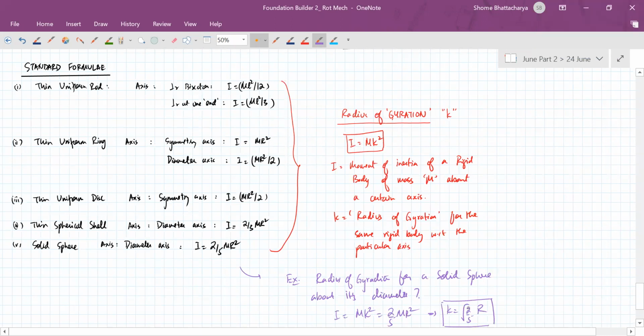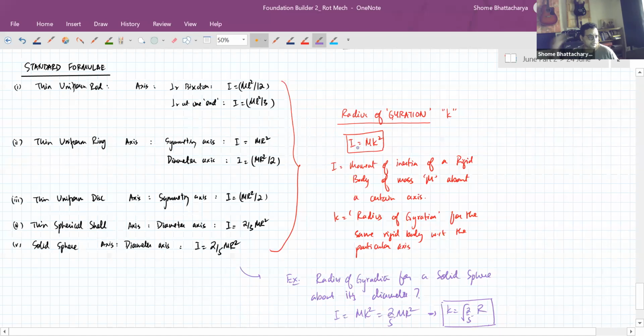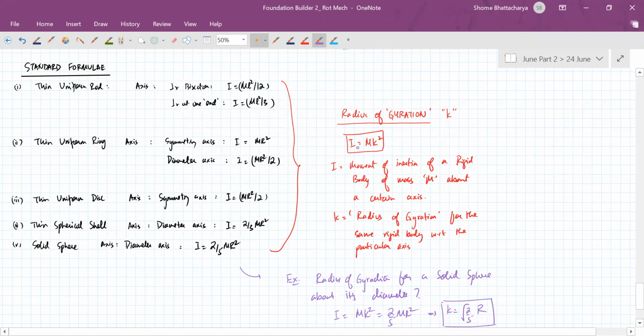Sir, but what is radius of gyration? This is the definition of radius of gyration, that it is defined as such a term which is having dimension of length such that the mass of the body into that radius of gyration square is the moment of inertia. The moment of inertia can be expressed as the total mass into k square. That is the definition of radius of gyration. Understood, no? Yes, sir. Okay.